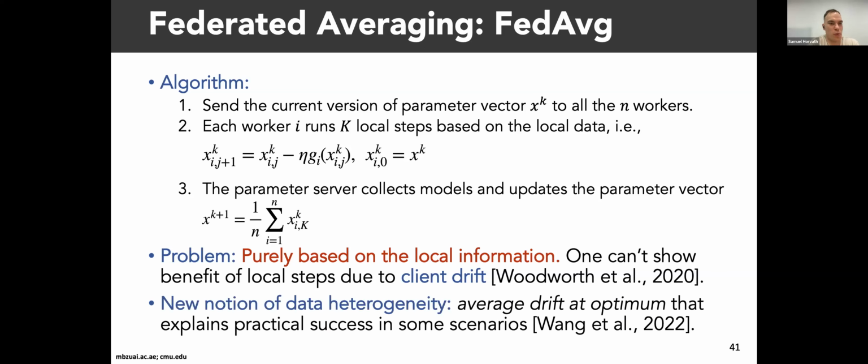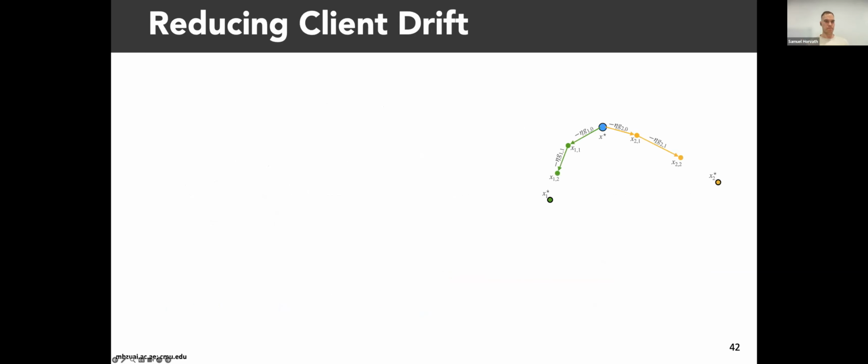However, there's also some way that essentially shows why federated averaging is in many cases very good in practice. And this is through this new notion of heterogeneity, where Jenny Wang and co-authors proposed a new notion of data heterogeneity that they refer to as an average drift at the optimum. That essentially means how much the closest solutions to the solution that you converge to, how much their average is different from the actual solution. And if these two are close enough, then you can show that federated averaging is actually going to work well.